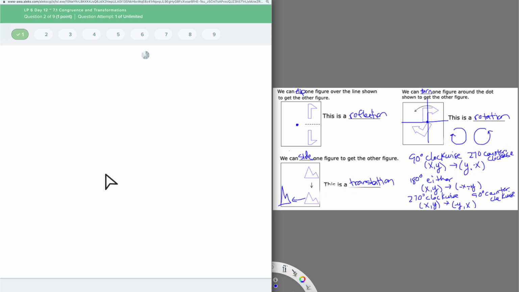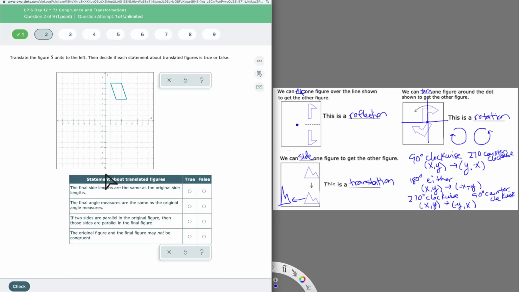All right, we're going to look at a figure and statements about a translated figure. So remember, translating is we're sliding it up, down, right, or left. So we're going to translate the figure 5 units left. So I'm going to click on the figure. You can see that the little pointer finger changed to kind of a grab. And I'm going to go 1, 2, 3, 4, 5. Boom. And I'm going to click to let go. So then we're going to decide if each statement in the translated figure is true or false.